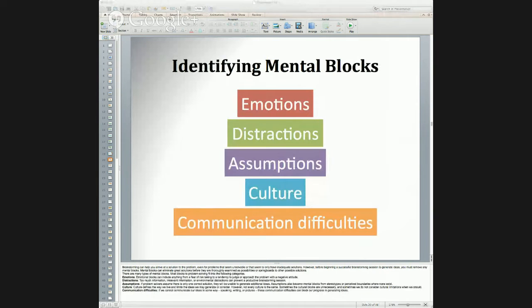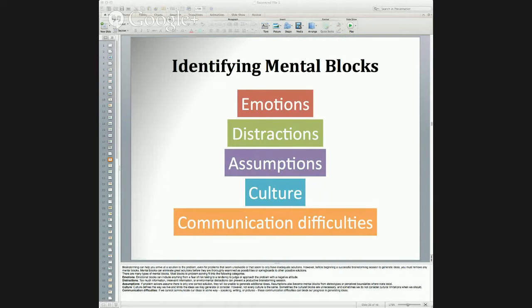Identifying mental blocks. Brainstorming can help you arrive at a solution to the problem, even for problems that seem unsolvable, or that seem only to have inadequate solutions. However, before beginning a successful brainstorming session to generate ideas, you must remove any mental blocks. Mental blocks can eliminate great solutions before they are thoroughly examined, and other solutions as well. But remember, these solutions have to be thoroughly examined as possibilities or springboards to other possible solutions.